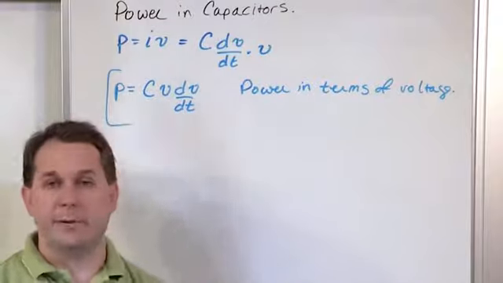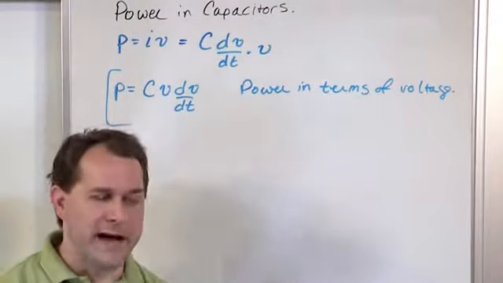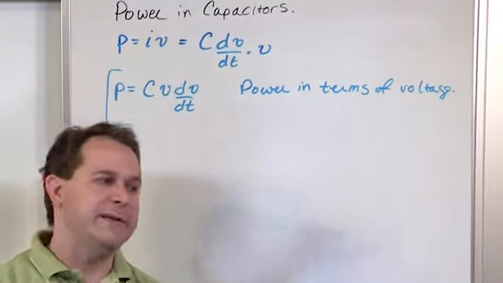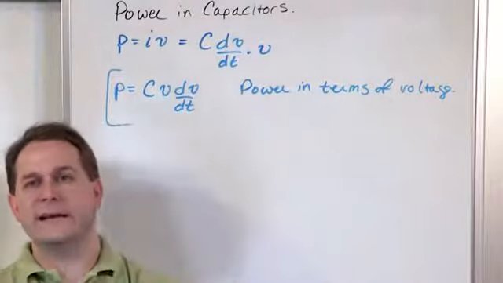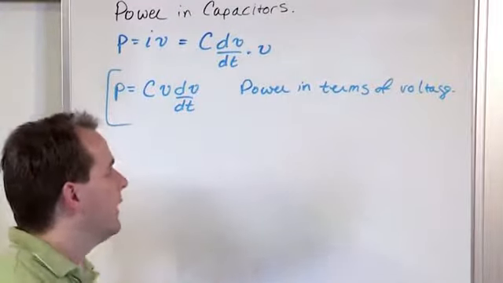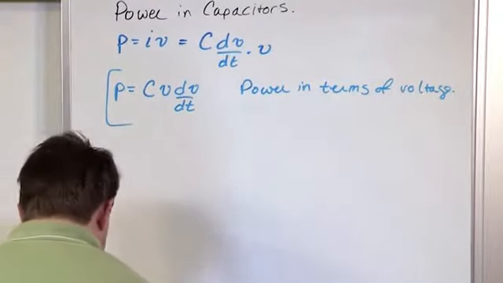And again, the power can be positive, which means we're delivering power to the capacitor, or it could be negative, which means the capacitor is delivering power back to the rest of the circuit. So it's a storage device, into the bank, out of the bank, like that. All right? So this is useful if you know the voltage and you're trying to find the power.